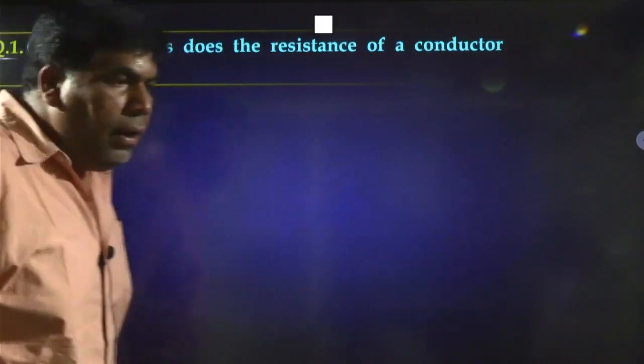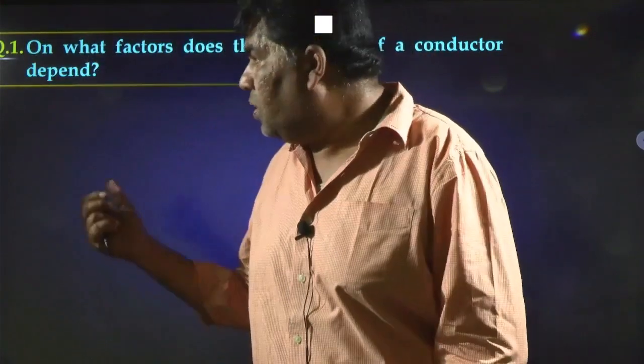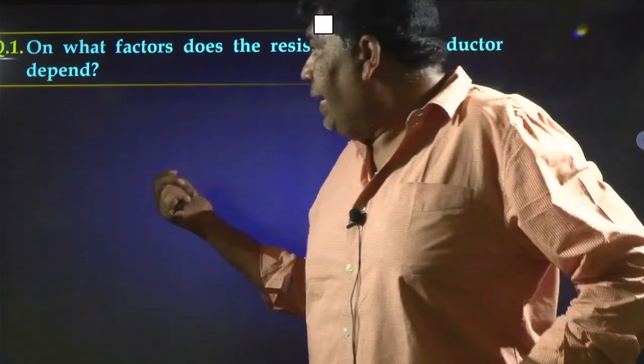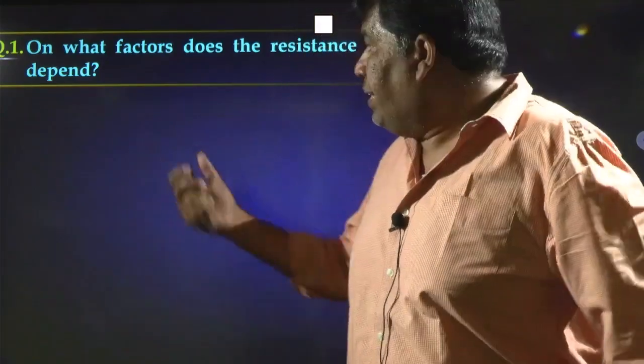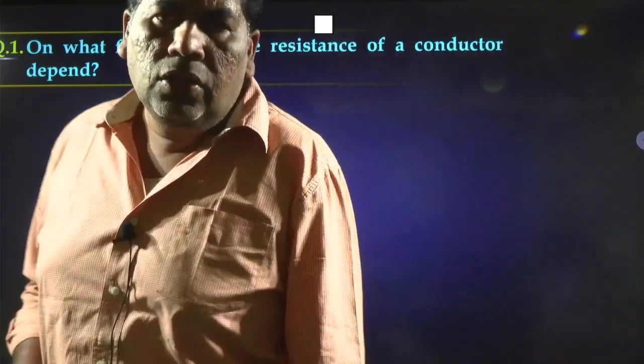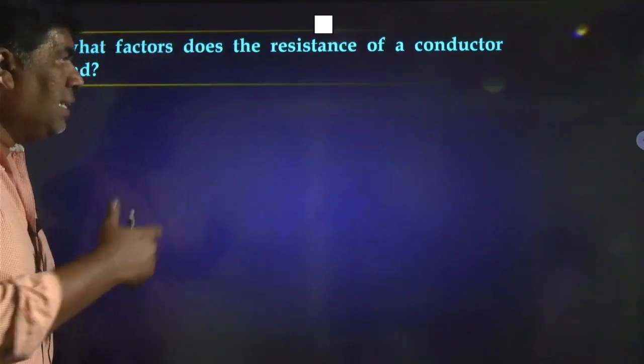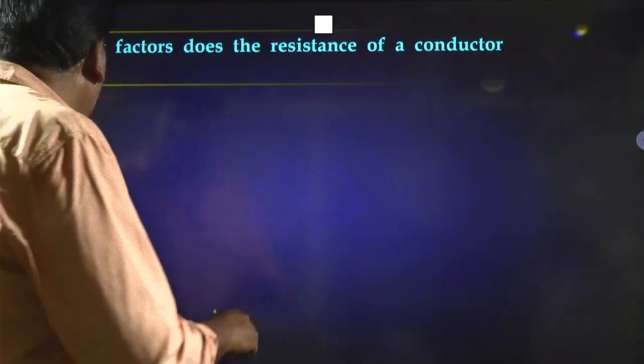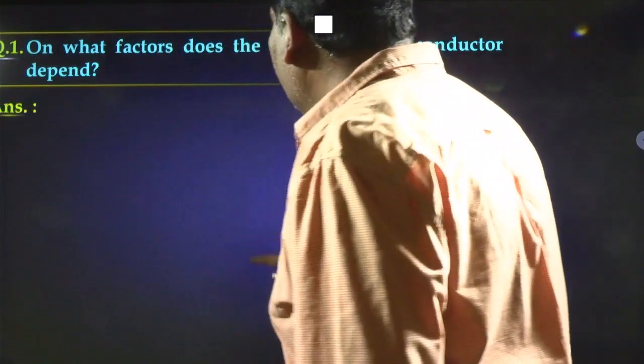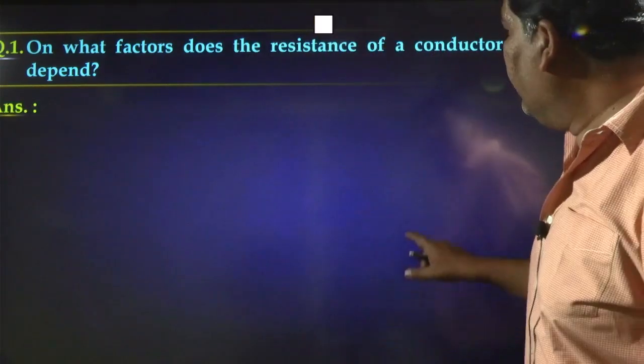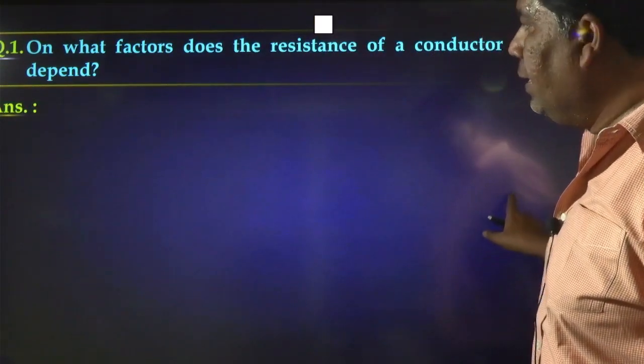Okay, children. Now we have seen the concept of Ohm's law, resistance and resistivity. So let's see some questions, children, so that we can understand how much of the concept we have learnt. Here, what is the first question? On what factors does the resistance of a conductor depend?